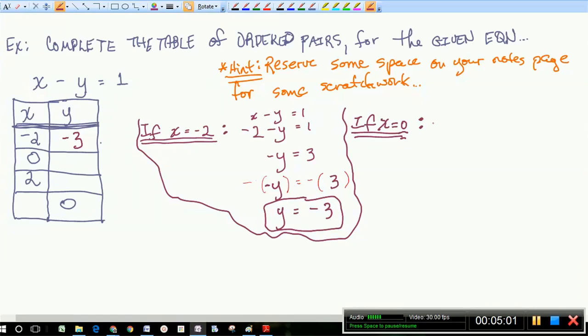So I'm going to pause. Go ahead and pause your video and complete the table. Plug in whatever is given to you and find the other variable. You have 3 to do, right? You have 1, 2, 3 coordinates, 3 pairs of coordinates to go. All right, come back and see what you got.